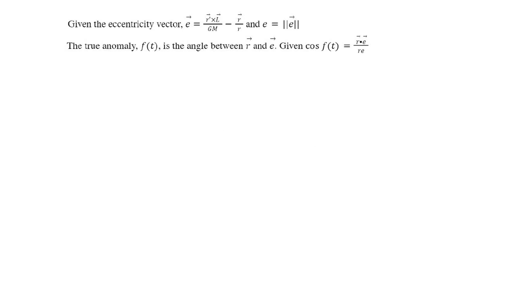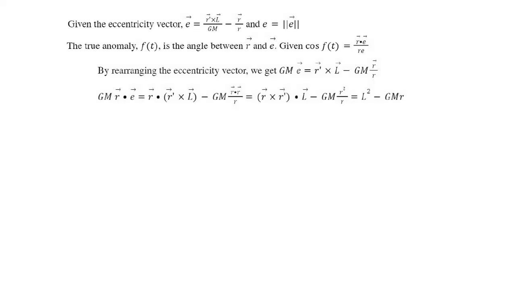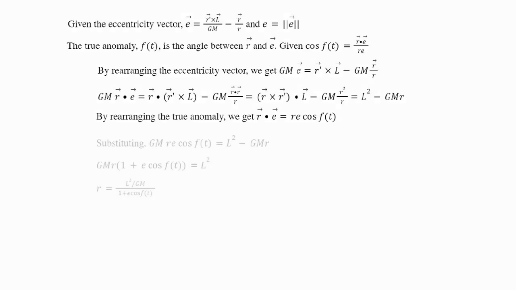The true anomaly, f of t, is the angle between r vector and e vector. The cosine of that angle is equal to r dot e over re. Now, by rearranging the eccentricity vector, we eventually get gm r dot e equals L squared minus gmr. By rearranging the true anomaly, we get r dot e equals re cosine f of t. Substituting this into the rearranged eccentricity vector, we get gm re cosine f of t equals L squared minus gmr. We can rearrange this to state r equals L squared over gm all over 1 plus e cosine f of t.